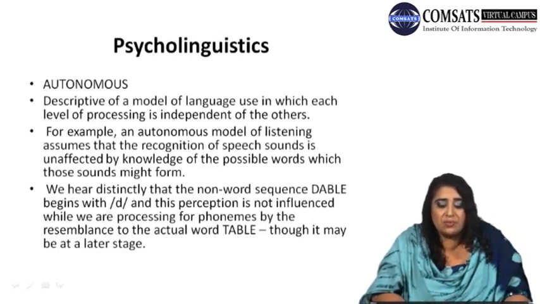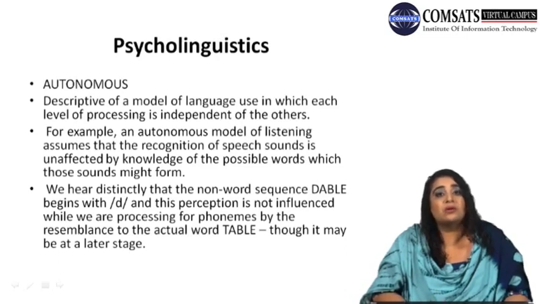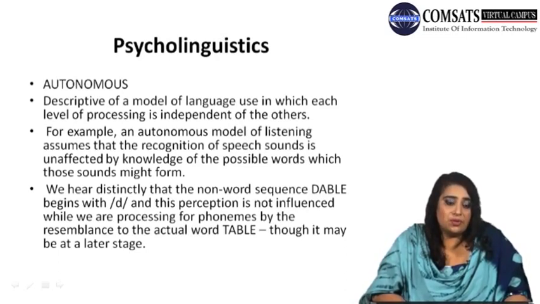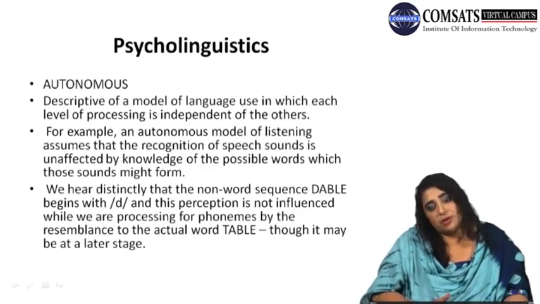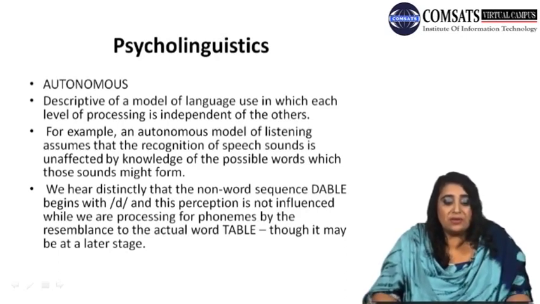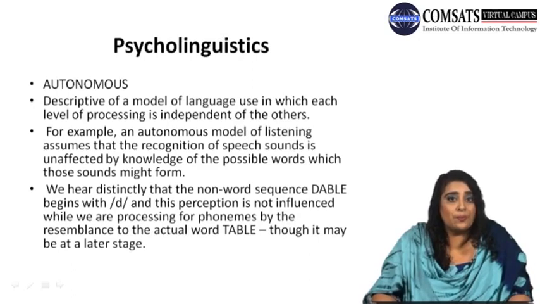Now, autonomous is descriptive of a model of language use in which each level of processing is independent of the others. So autonomous would be something where each level of processing is independent, it doesn't have any link with the others. For example, an autonomous model of listening assumes that the recognition of speech sounds is unaffected by knowledge of the possible words which those sounds might form.